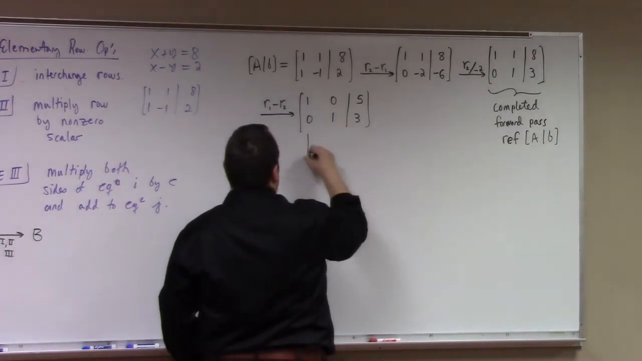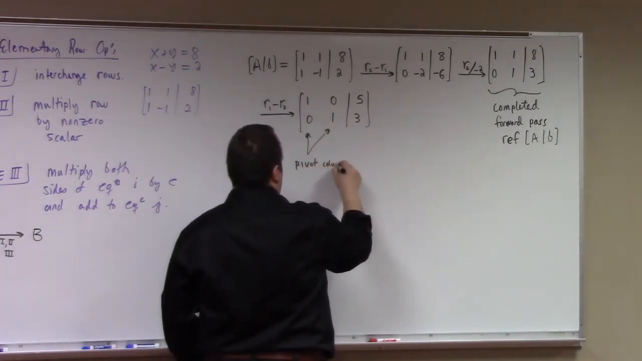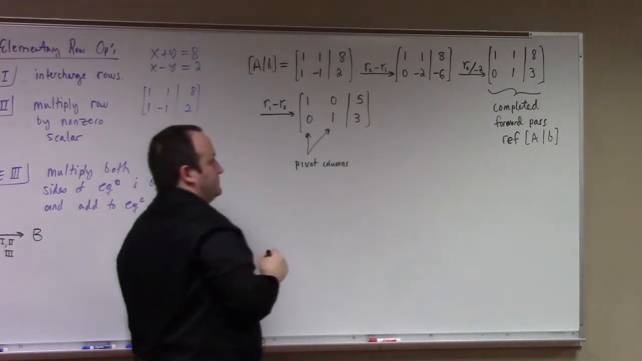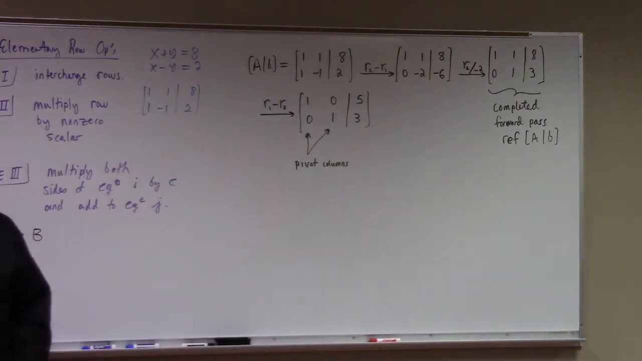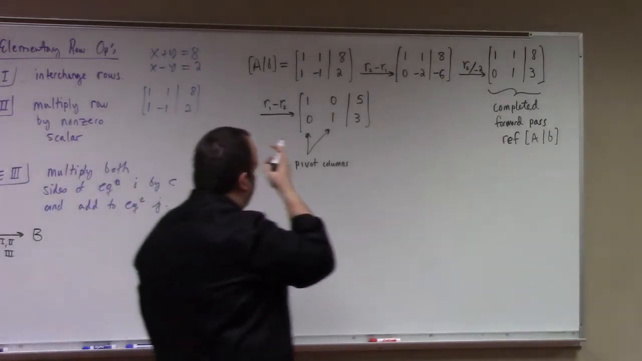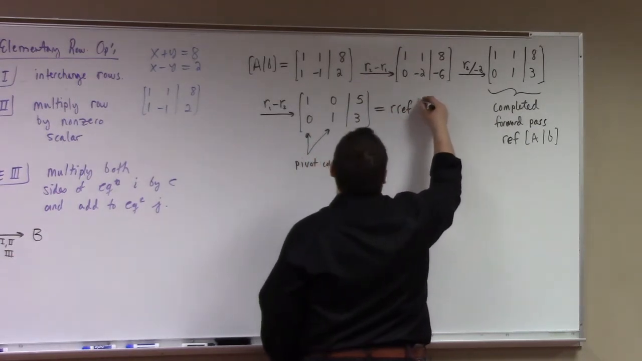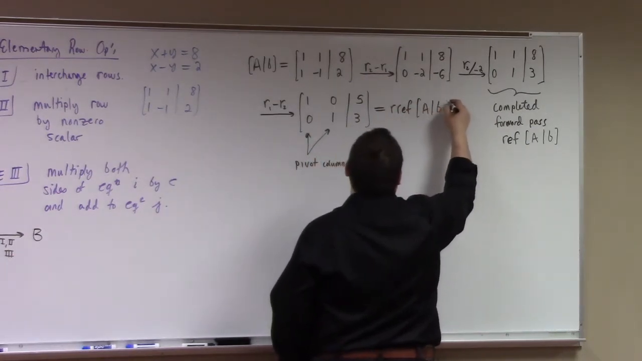So these are both pivot columns, right? There's only one column that's not a pivot column. The third column is not a pivot column. It does not have a leading entry of 1. And of course, this is what's known as the reduced row echelon form of AB.